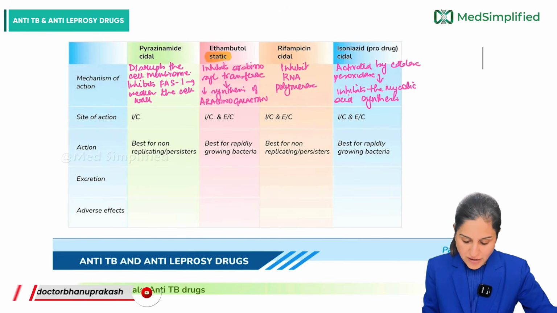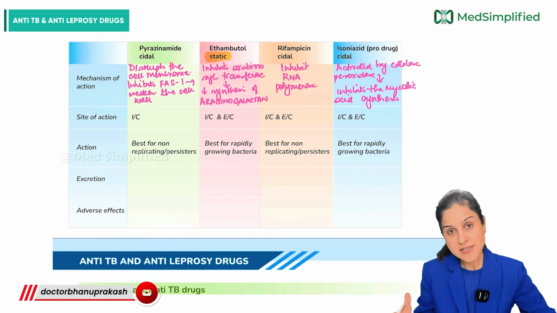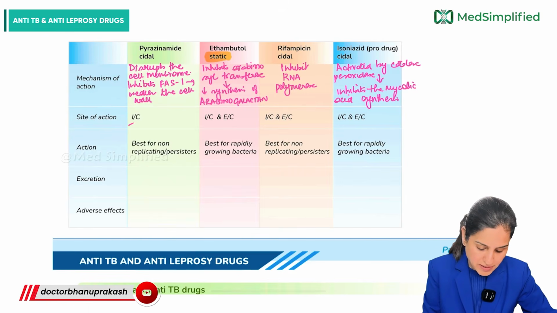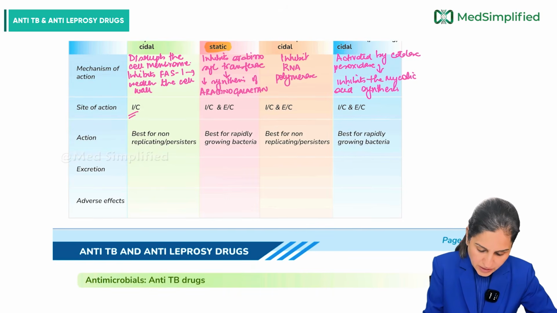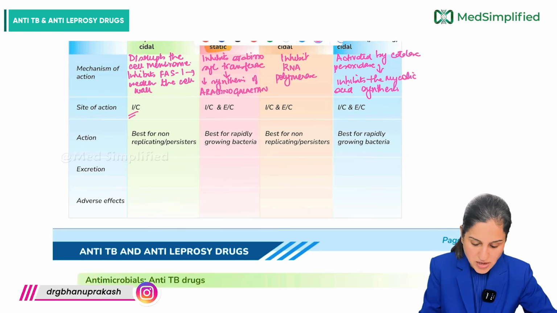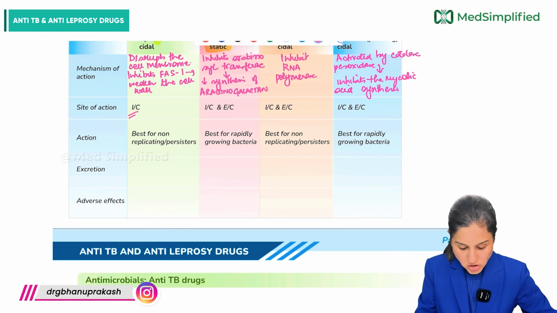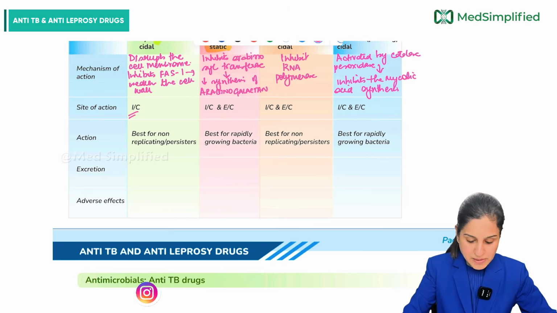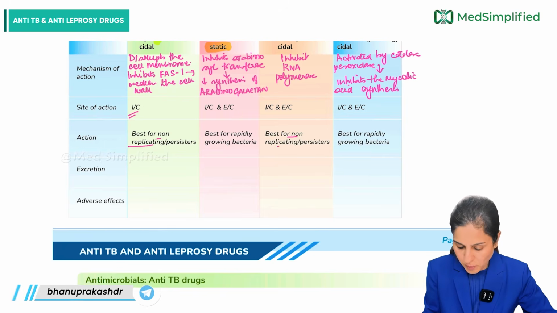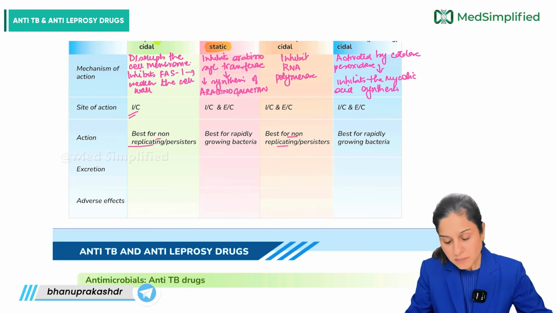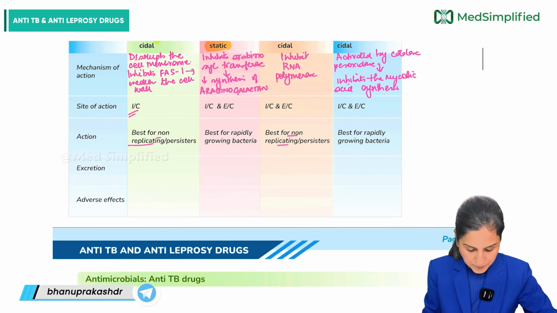Site of action: except for pyrazinamide, all the others can act both intracellularly as well as extracellularly, while pyrazinamide is intracellular. Pyrazin, zin means in, you remember, pyra is in, always intracellular. Action: pyrazinamide and rifampicin, P and R, are both responsible for non-replicating bacteria or persisters, while ethambutol and isoniazid act against the rapidly growing organisms of the bacteria.